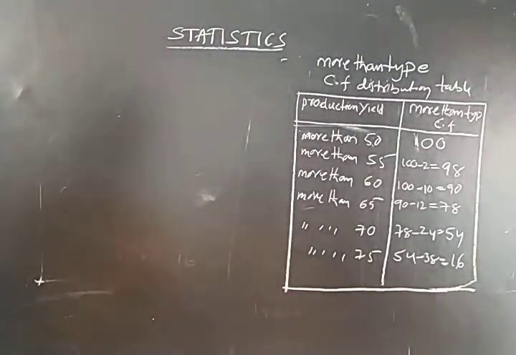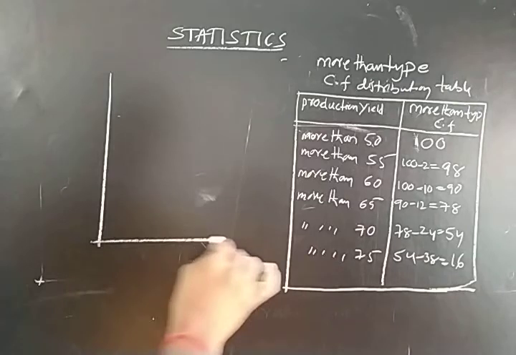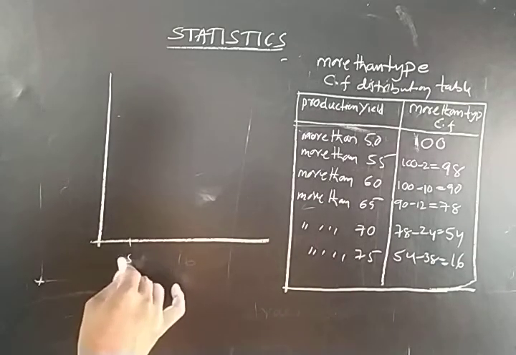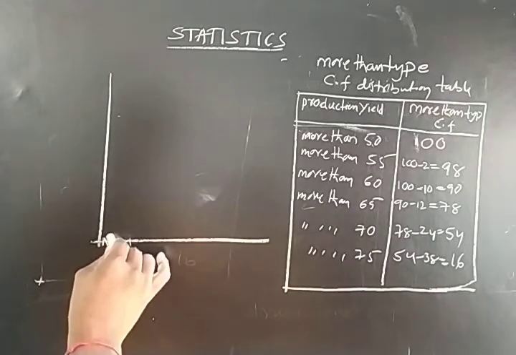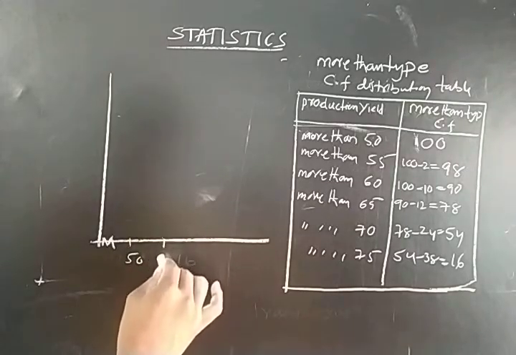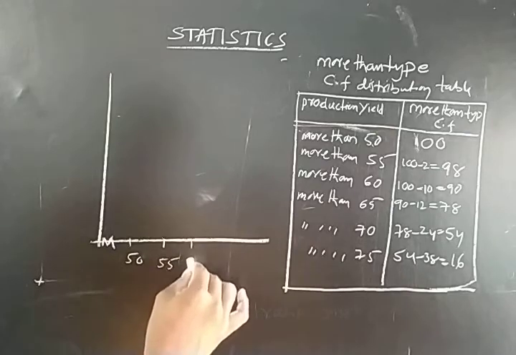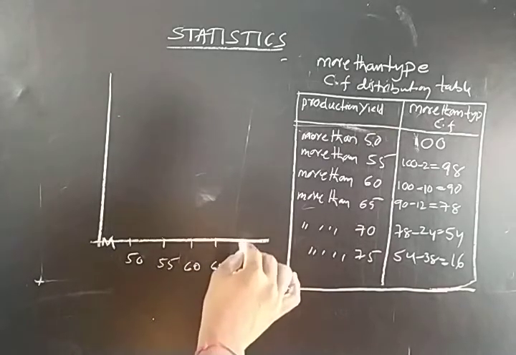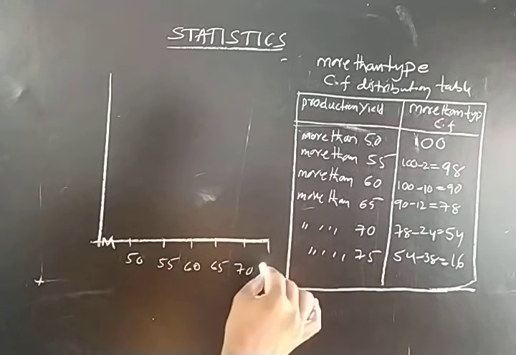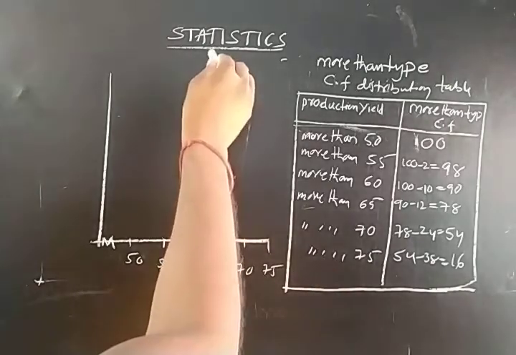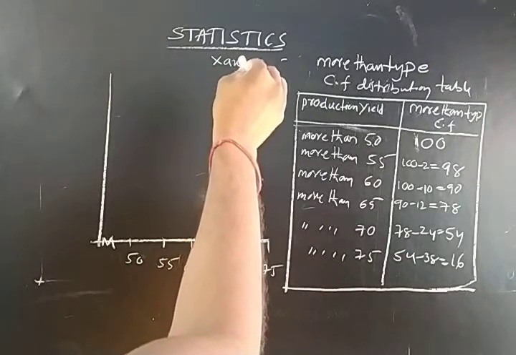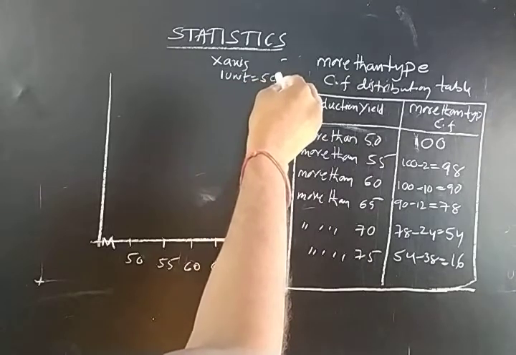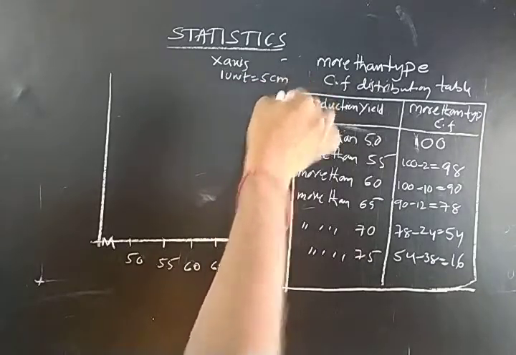cumulative frequency table. Now let me draw the figure. On the x-axis, from 50, you keep a symbol like this, right? 50 to 55, 55, 60, 65, 70, 75. On the x-axis, 1 unit is equal to 5 centimeters.